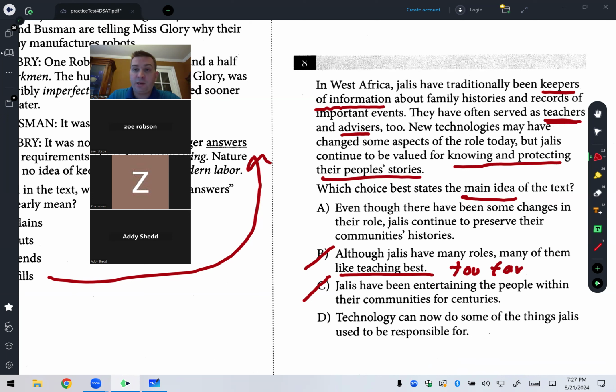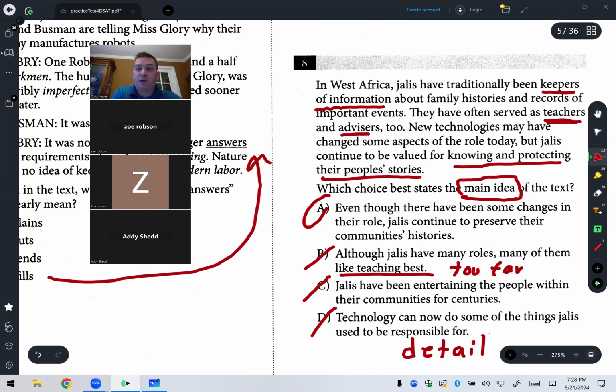Okay. And we're looking for a main idea. And I've said before, when they're asking you about the main idea of the passage, watch out for a detail. They don't want a detail. Answer choice D is a detail. This is in the passage. This information about new technologies, but that's not the big picture. The big picture would be A, even though there have been some changes in their role, Jollies continue to preserve their community's histories. That was this part. Knowing and protecting their people's stories.